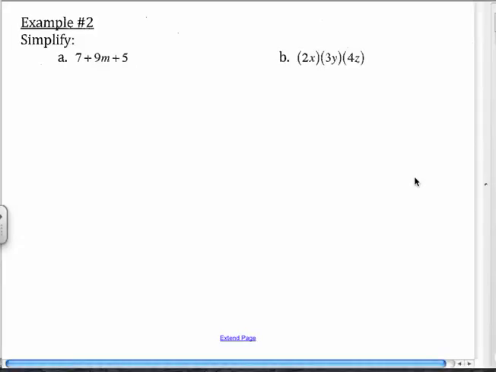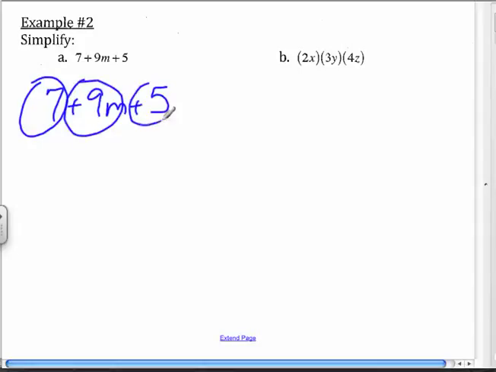Okay, guys, in example number 2, it says simplify, and I'm looking at A, and I'm going to take my time. I'm actually going to write this a little bit bigger. 7 plus 9m plus 5. Okay, now just looking at it, guys, we can see it has 3 terms. I'm going to go ahead and circle it. And you know, whenever I'm simplifying, I'm going to combine like terms.